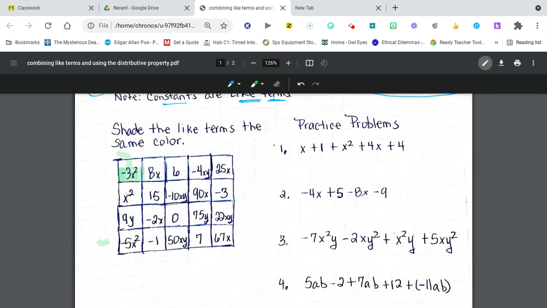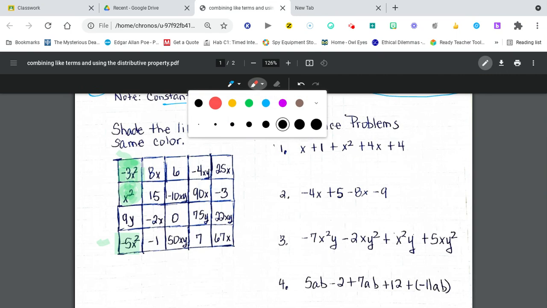Trying to get this to shade all the way. Oh, there we go. -3x squared is like what else? Okay, it's like x squared. It's also like -5x squared. I'm just finding the terms that have the x squared on them. Anything else have x squared in this chart? No, nothing else has x squared. So all those are like.